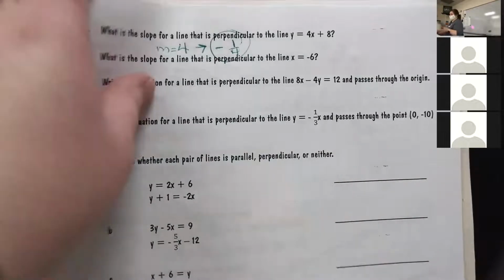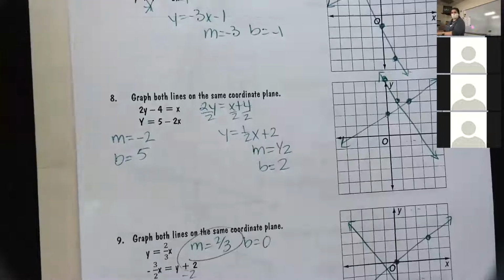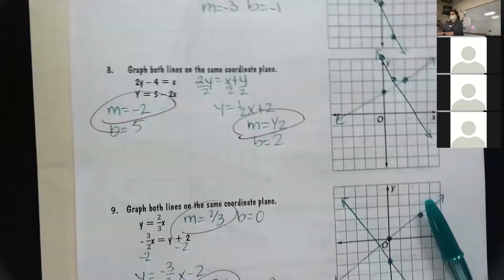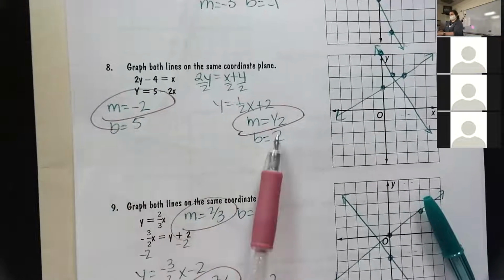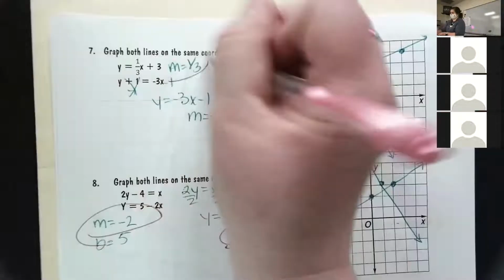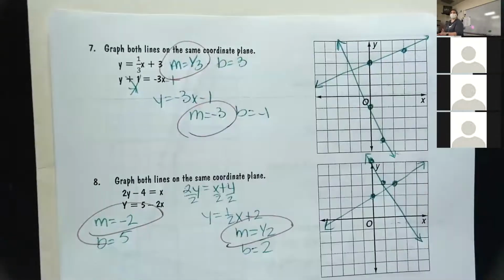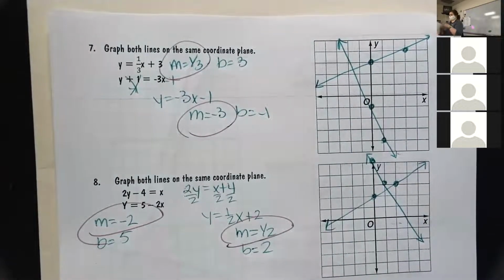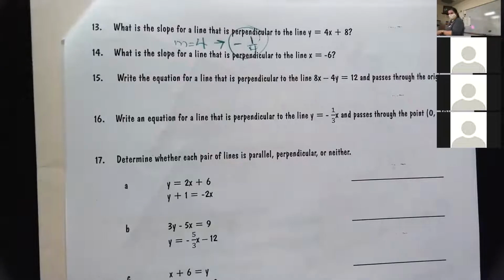Okay, and if we look back, that makes actually a lot of sense. If we look back here, this one we had a -2 and a positive 1/2. So they flipped that -2 to make it a half, and changed the sign. They did it here, a 1/3 to a -3. See that now? All right, let's try the next one.